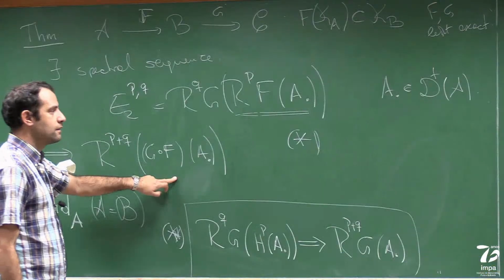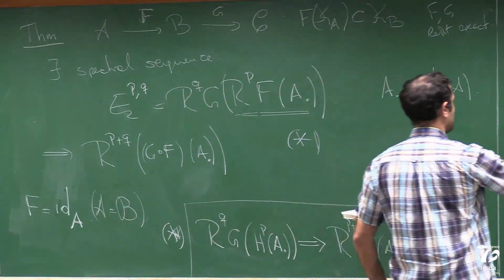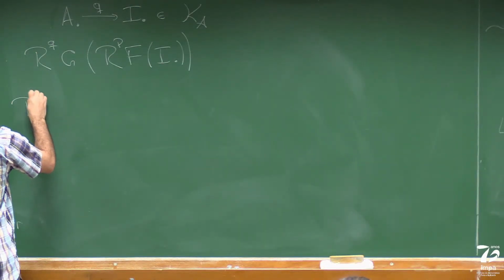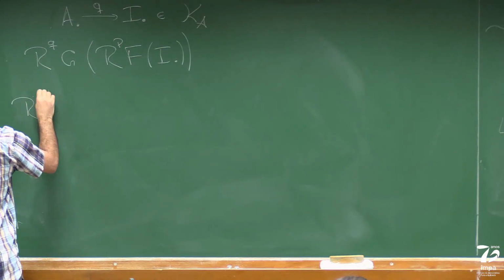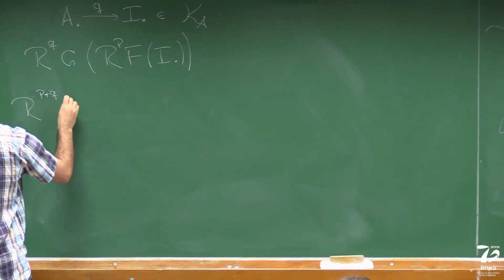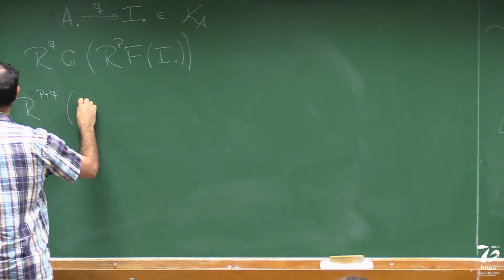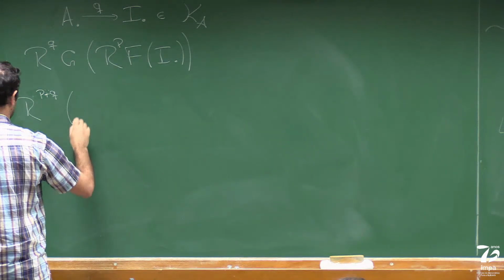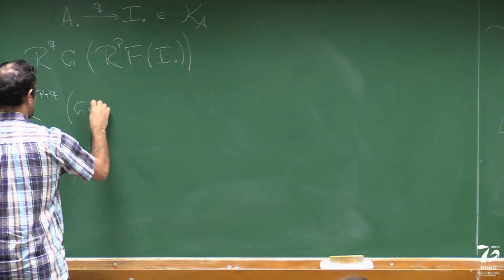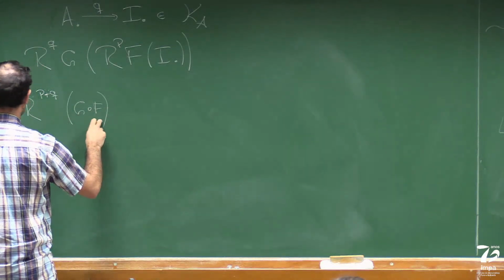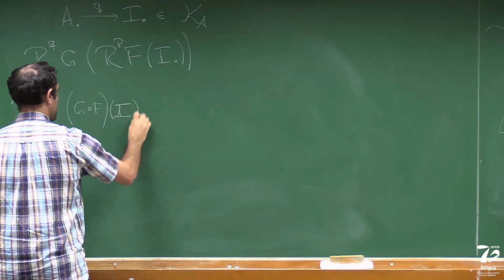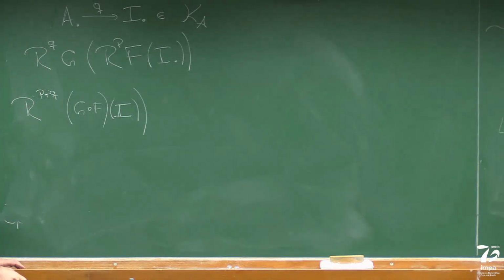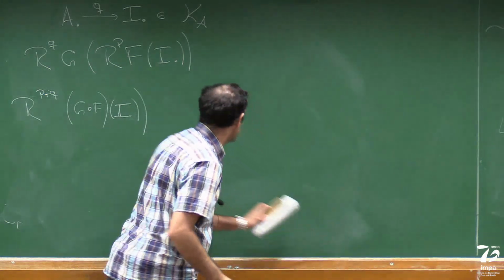And this thing here is R^(P plus Q) of this G composed with F. So this is of A, which you do it with I. No, well, let's start with A. This is what I want to compute.